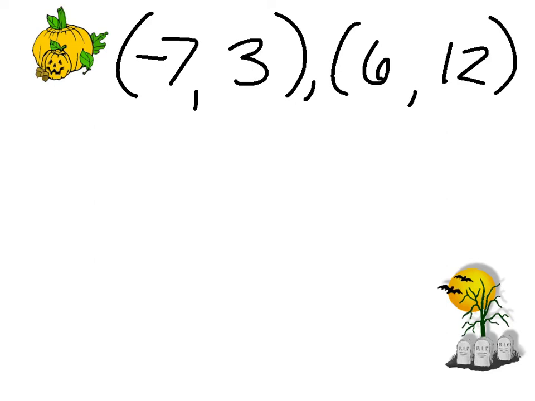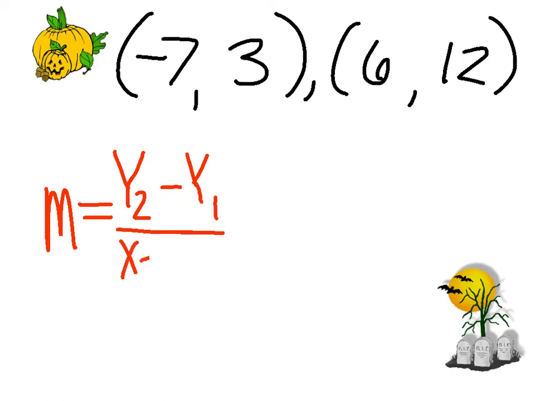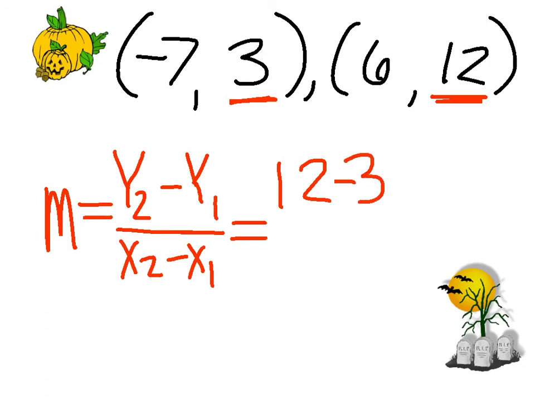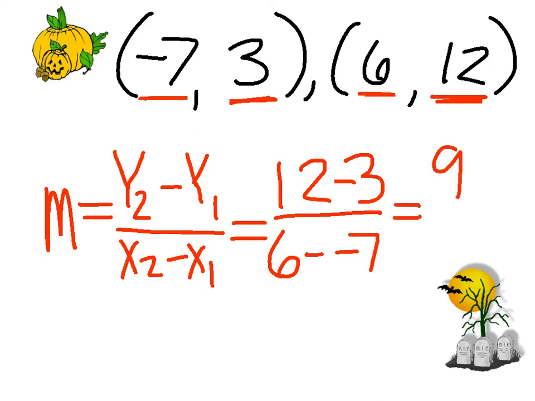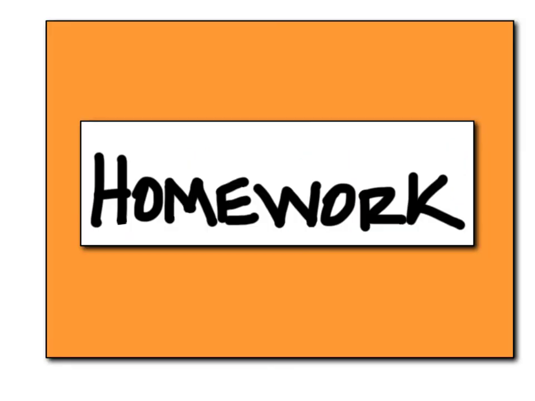Okay, practice problem number 6. For the practice problem, we want to work this out completely. So we've got y2 minus y1 over x2 minus x1. Our y2 is 12. Our y1 is 3. So on the top we'll have 12 minus 3. On the bottom we'll have 6 minus a negative 7. 12 minus 3 is 9, and 6 minus a negative 7 will be plus positive 7. And 6 plus 7 is 13.